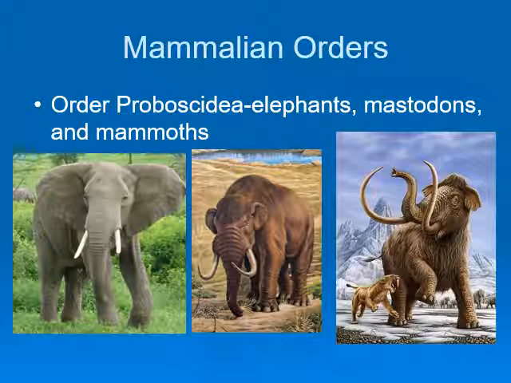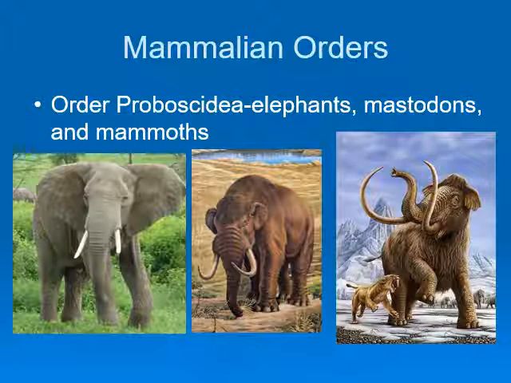Order Proboscideae. This includes the elephants, mastodons, and mammoths. Really, today the only surviving members of this order are the elephants. The name Proboscideae refers to the very, very long snout, the very, very long nose, if you will, that these organisms have, like we call a trunk today.